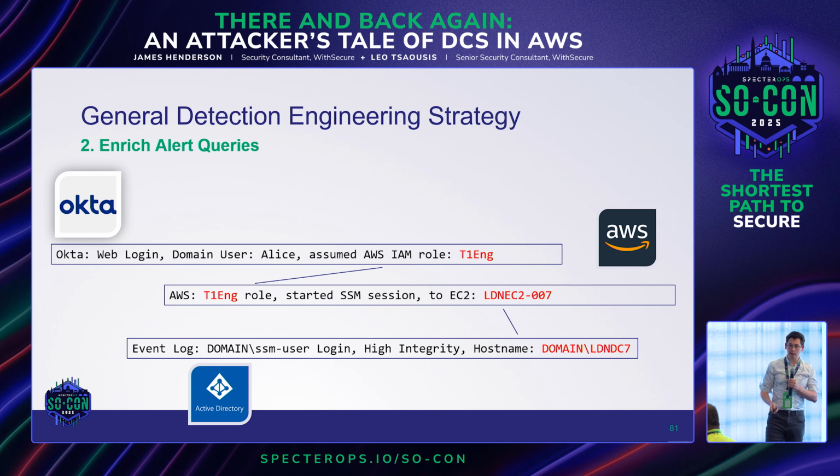Can you quickly and easily map from the identity which originally accessed Okta to the role which appears in AWS and performs actions? Because if you can't, then you're going to have difficulty when looking to detect activities which begin to cross between these different control planes.